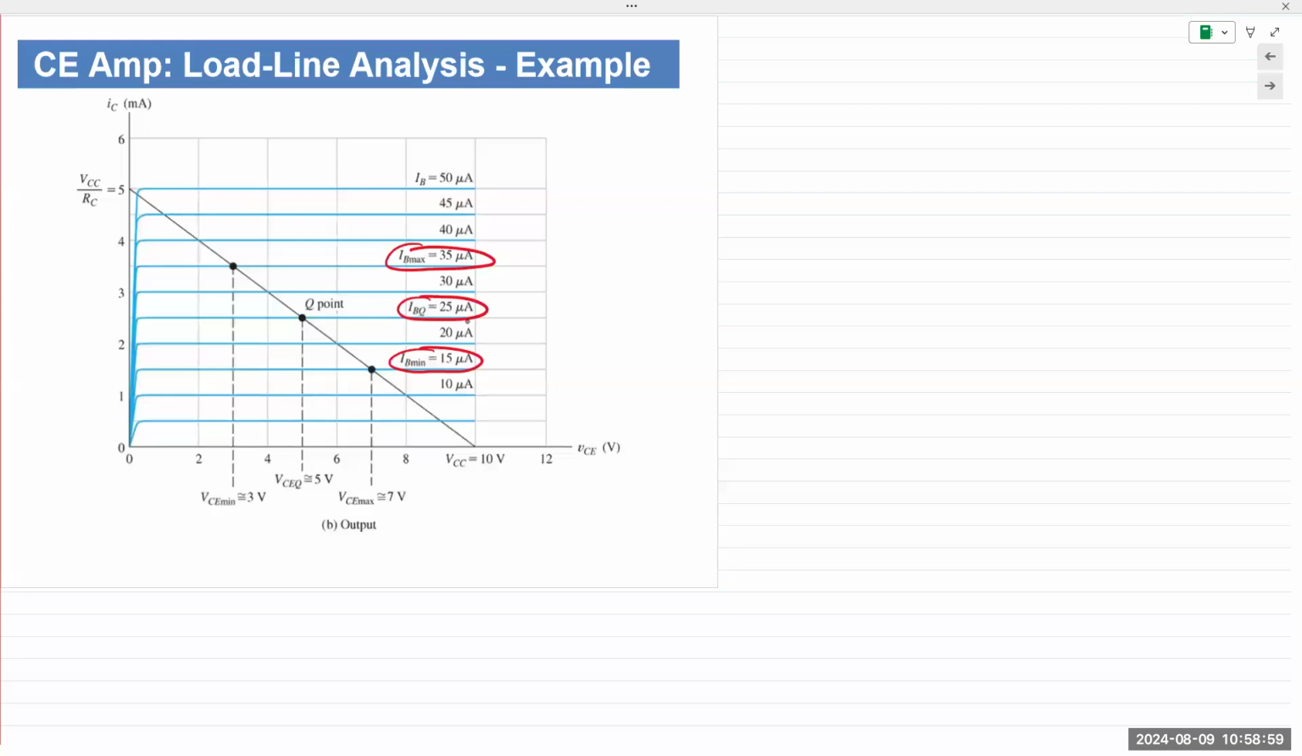Again, we analyze the input side first. We obtain the three values for the input current. That input current is going into the transistor. At the output, we are going to see how it changes the collector current and how it changes the collector voltage. So we got three values for IB, 15, 25, and 35. If I was to plot my input here, it would look something like this.